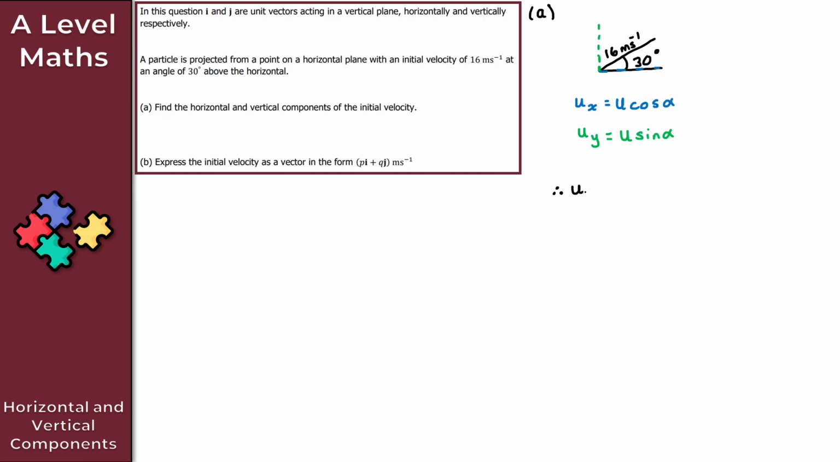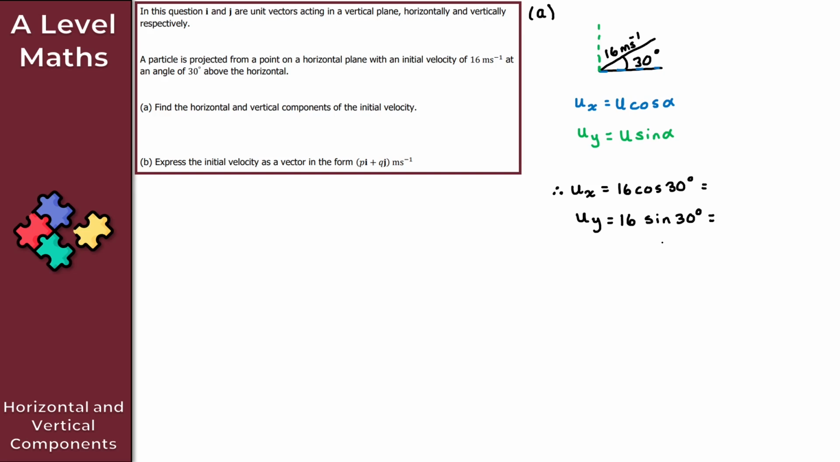So for ux, what we get is u cos alpha. u here is 16, alpha is 30. So altogether, we get 16 cos of 30 degrees. We'll evaluate this in a moment. Let's just denote uy as well. uy is equal to, again, pretty much identical, rather than cos we have sine. So we get 16 sine of 30 degrees.